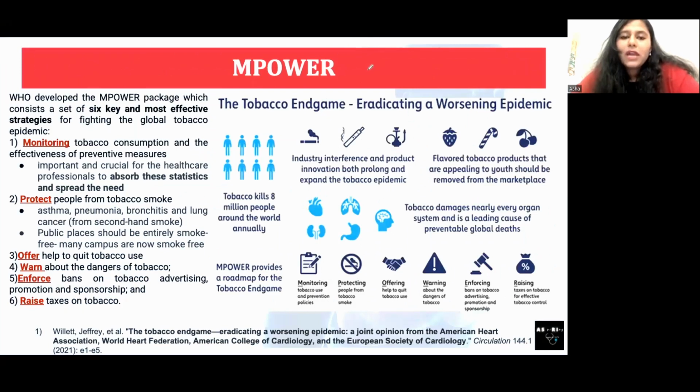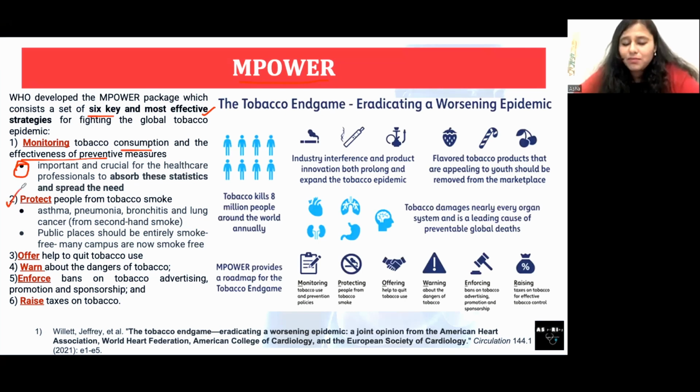A few years ago, the WHO actually developed this powerful thing called MPOWER, okay? And MPOWER had these 6 keys of the most effective strategies for fighting the global tobacco epidemic. The first one is monitoring tobacco consumption and effectiveness of preventive measures. Much research is now observing the patients and tobacco usage and how it is worsening the epidemic in terms of cancers and illnesses. So this is bringing us awareness on it by monitoring the tobacco consumption.